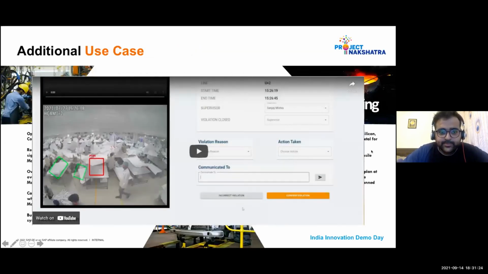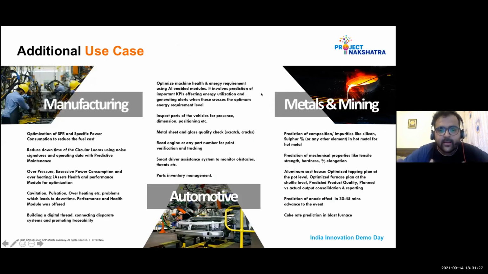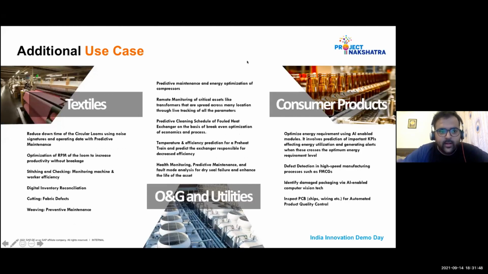So other use cases that we are also pursuing in manufacturing, automotive, and metals and mining are these. For example, reducing downtime, reducing power consumption, working on cavitation and pulsation, building a digital thread for the entire value chain, optimizing machine health. Textiles, again, we are reducing downtimes of looms, optimizing RPMs, predicting maintenance and energy optimization for compressors. In oil and gas, remote monitoring, predictive cleaning schedules we are implementing across refineries. And in consumer products also, we are optimizing energy requirements using AI-enabled modules.